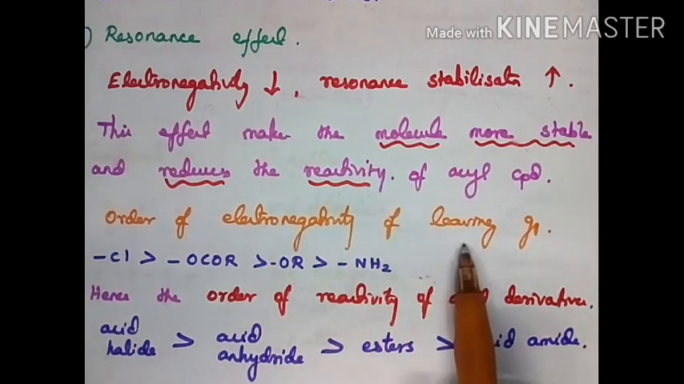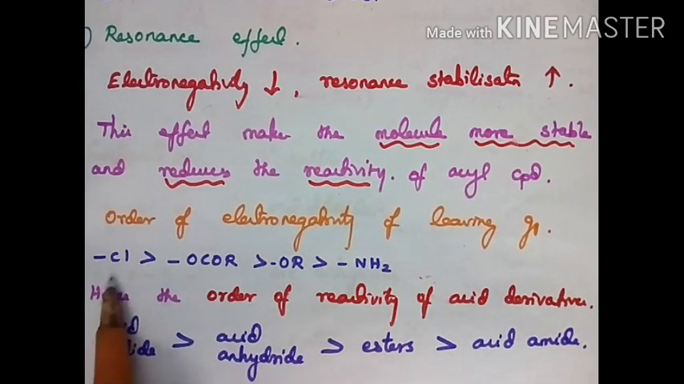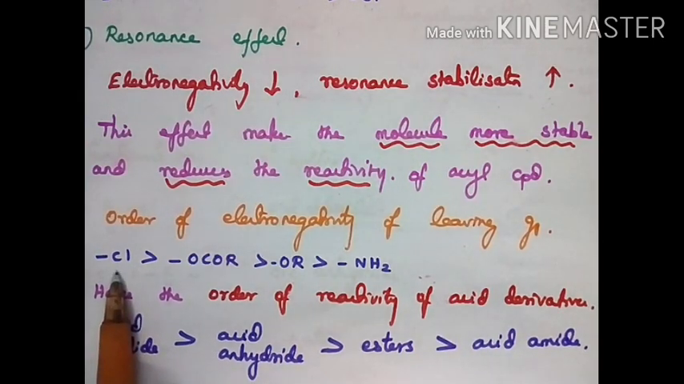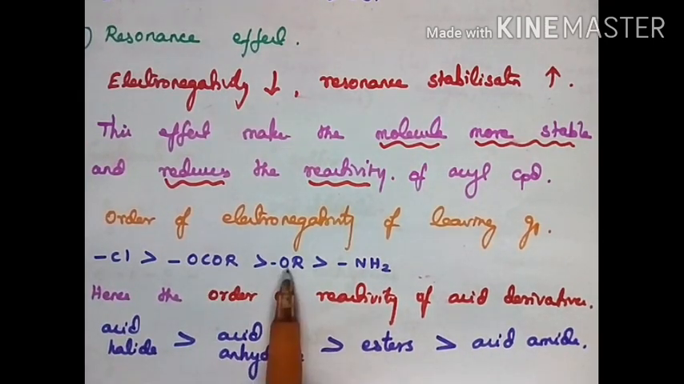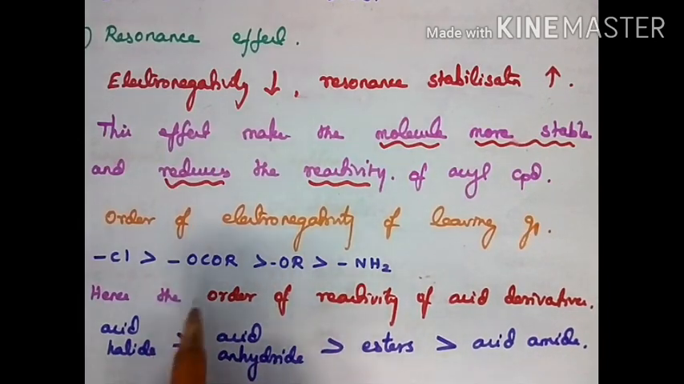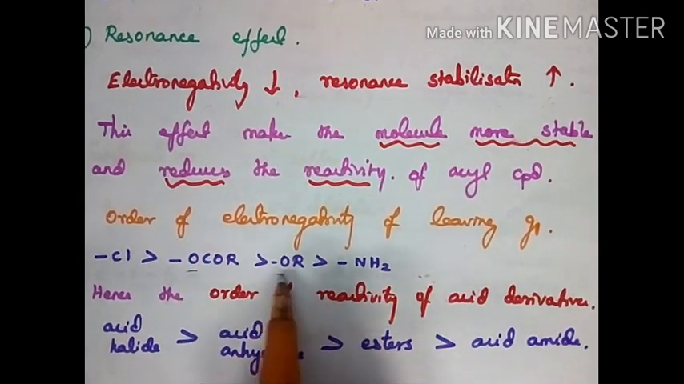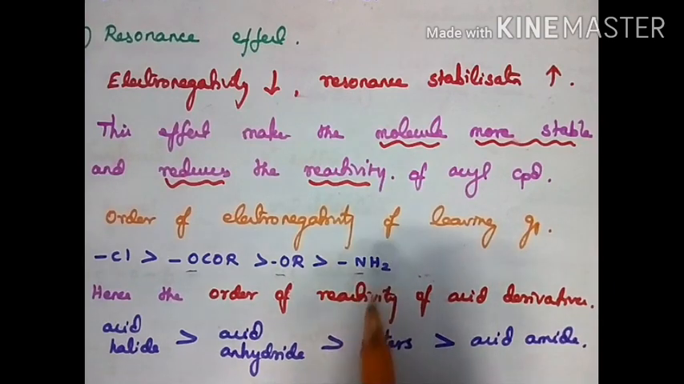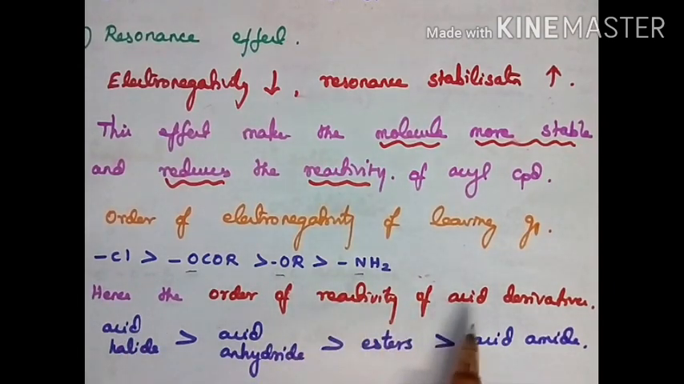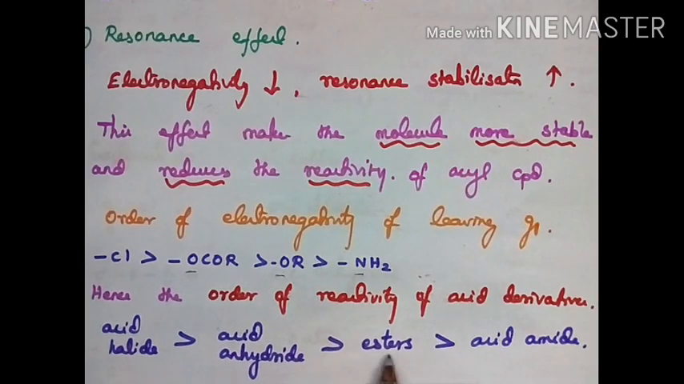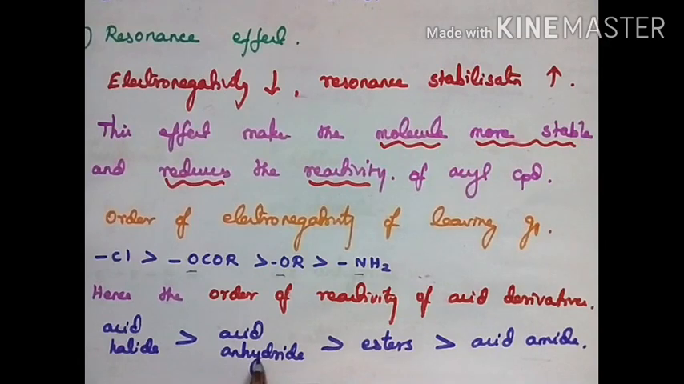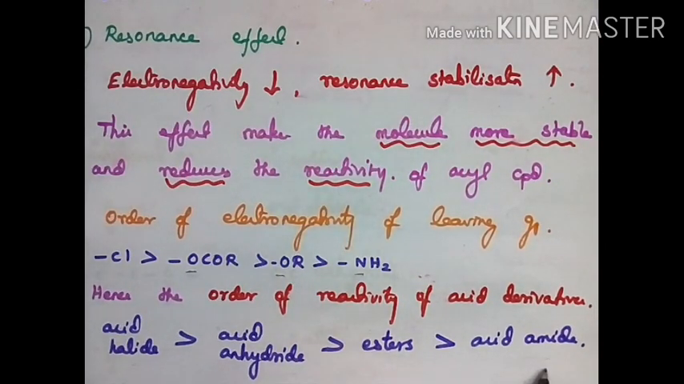Order of the electronegativity of the leaving group. Which is more electronegative? Halogens are more electronegative, and then oxygen atom, and then nitrogen atom. Hence the order of the reactivity is acid halide is most reactive, then acid anhydride, ester, amide. This is the reactivity order of acid derivatives we already discussed. Acid halide is most reactive and acid amide is least reactive.